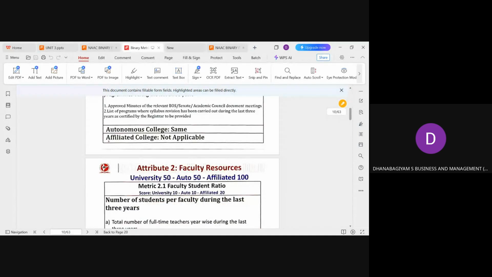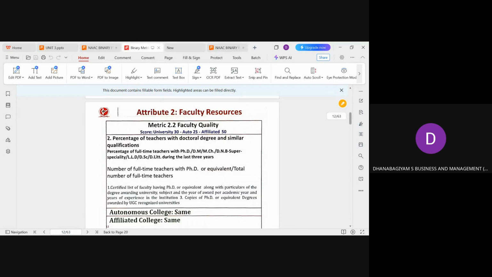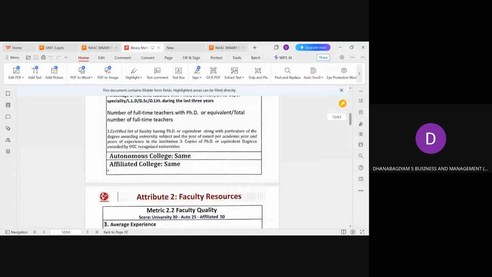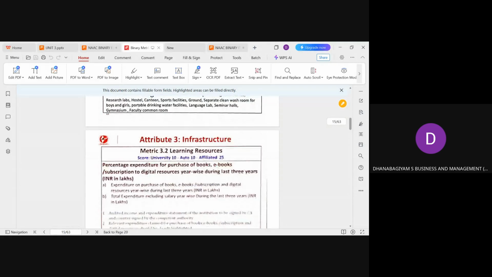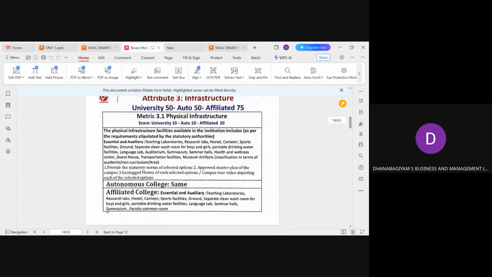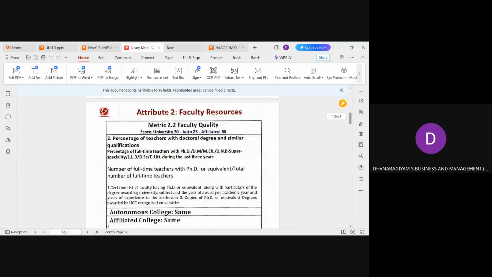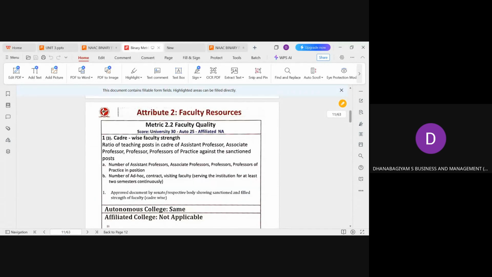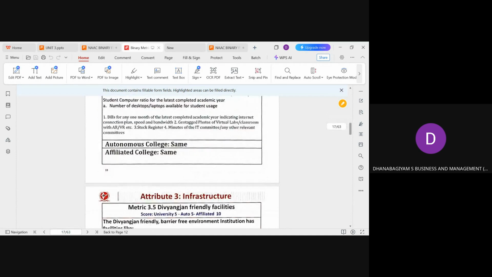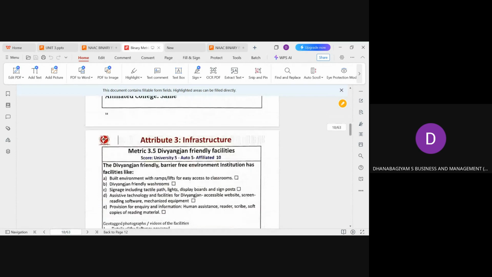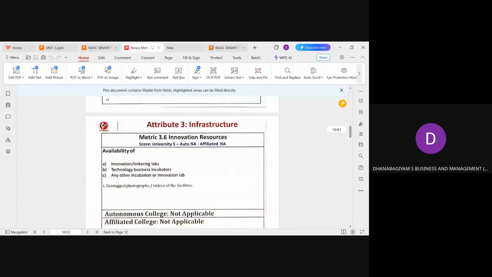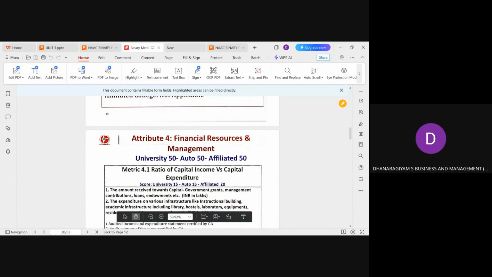The metrics under attribute 1, we have 1.8 metrics. Under attribute 2, we have around 2.2 metrics under this faculty resources. And attribute 3, we have around 5. Yes, sir. So we have seen till this. Any more queries?